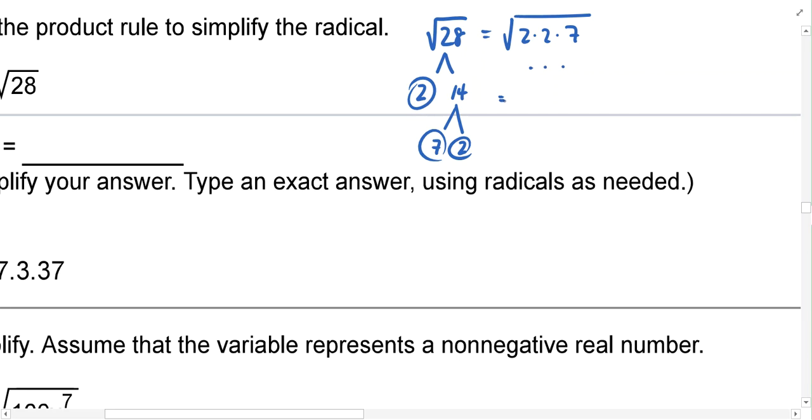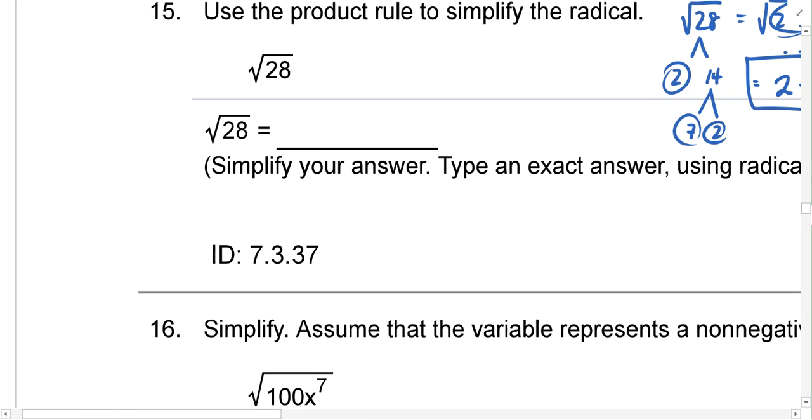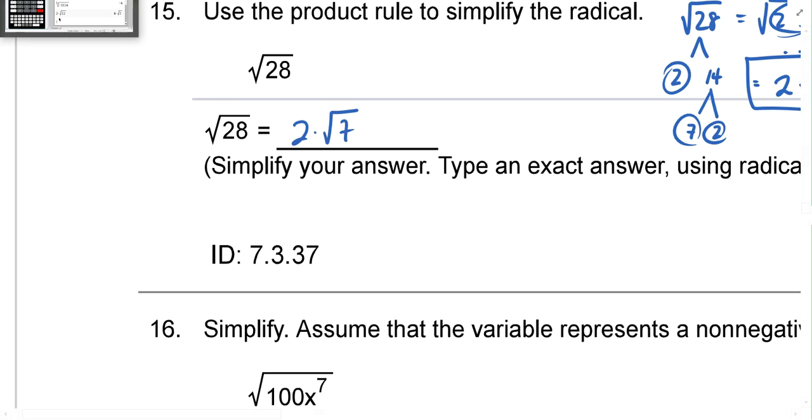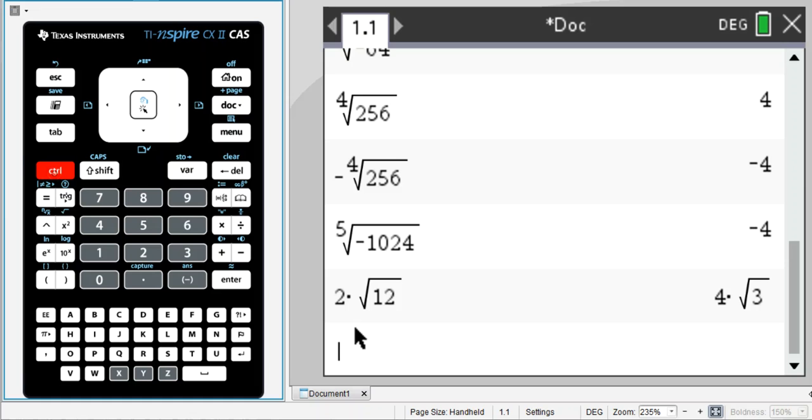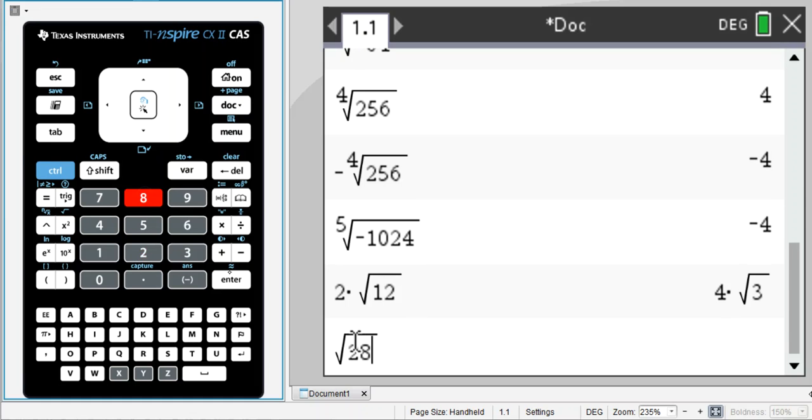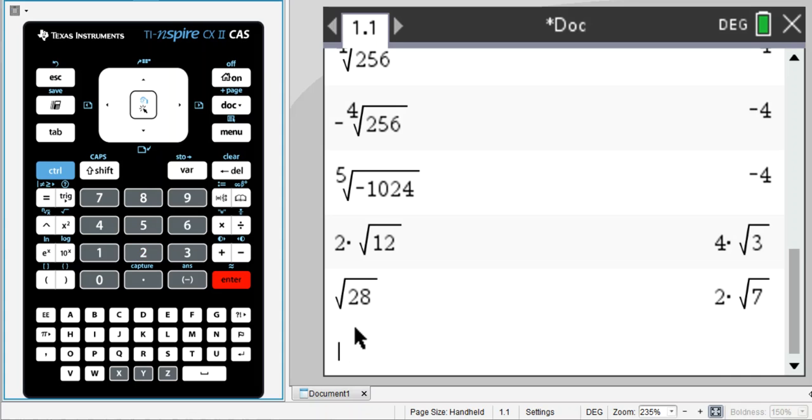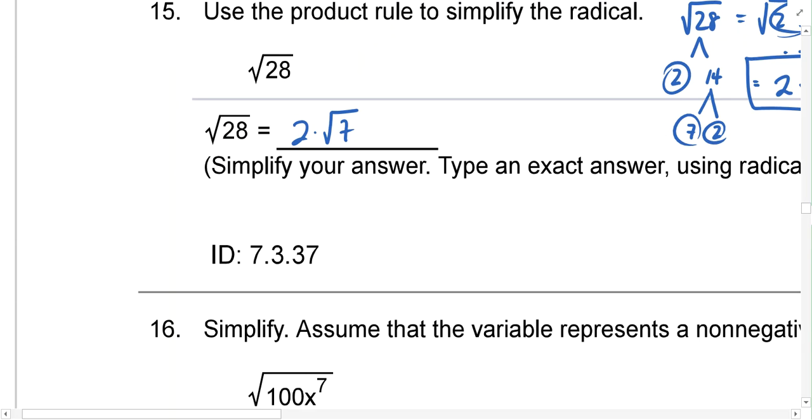And if we employ the shortcut, when there's a pair of numbers on the inside of the radical, it becomes a single copy of that number on the outside of the radical. 7 had no pairs to go with it, so it's going to stay as it is. And I would report the square root of 28 as 2 times the square root of 7. And if we're checking our work with a calculator, we could find that the square root of 28 is indeed 2 times the square root of 7.